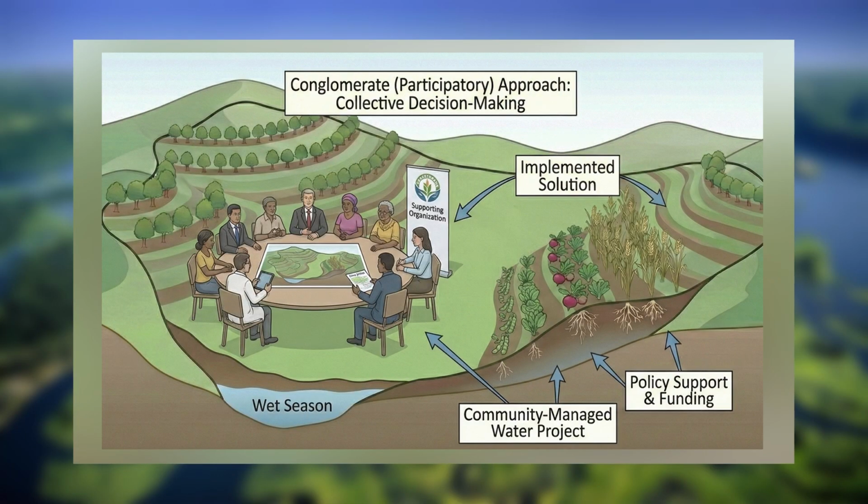Now let us discuss the conglomerate or participatory approach. The conglomerate approach focuses on collective decision making and stakeholder participation. It brings together government agencies, local communities, policy makers and supporting organizations that possess the expertise and authority to manage natural resources effectively. In this approach, non-governmental organizations, local governing bodies, municipalities and private institutions play a crucial role in strengthening collaboration between the public and watershed management programs.